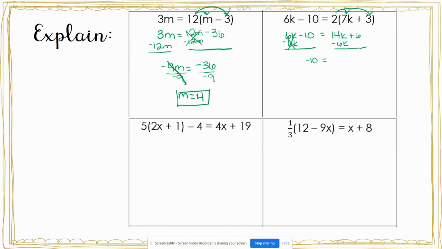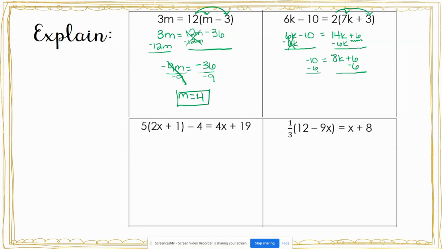14k minus 6k leaves me with 8k. And I still have this plus 6, so I need to remember to write that. Now I have a two-step equation that says negative 10 equals 8k plus 6. I'm just going to solve this like normal, so I'm going to get rid of my adding or subtracting first, so I'm getting rid of the plus 6. I'm using the inverse of that, which is subtracting 6 from both sides.